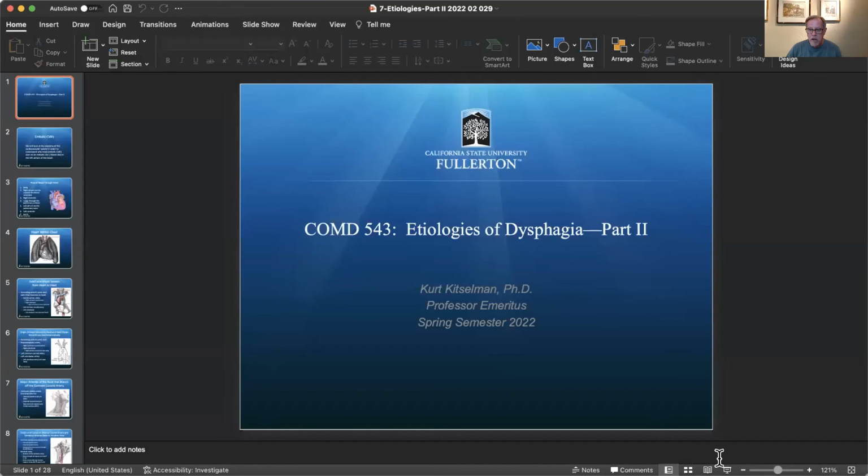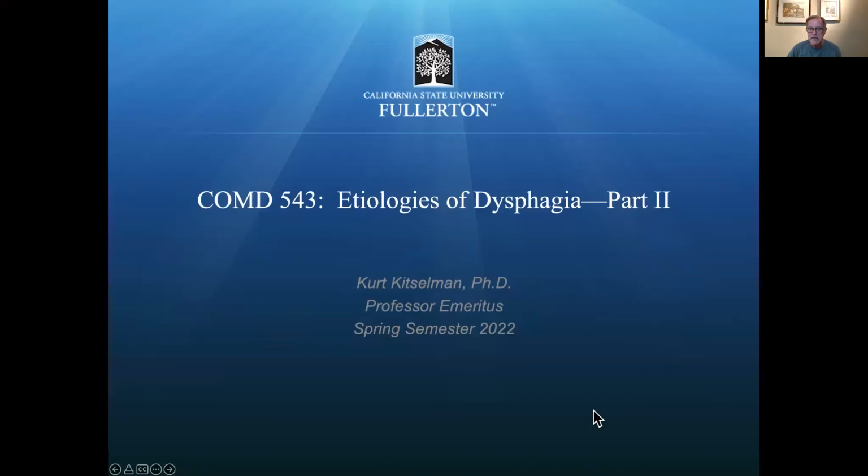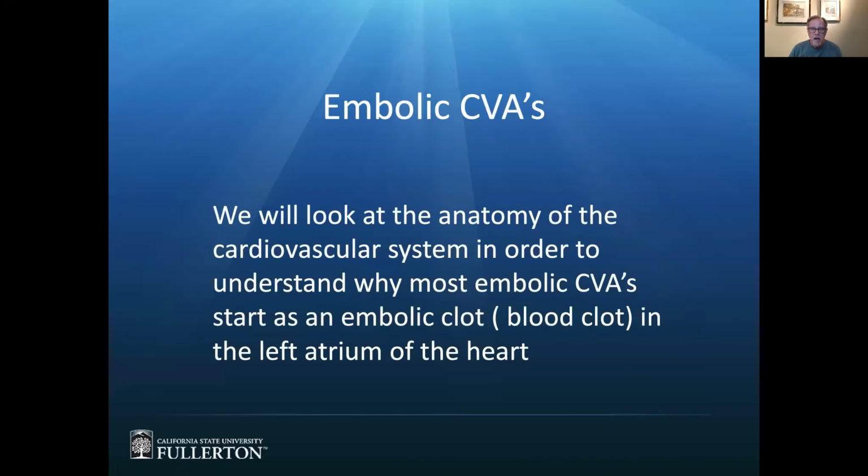So the effect on the brain tissue itself is the same between these two types of stroke, thrombotic, which you've covered, and now embolic. So I'm going to show my slides. And here we are, Etiologies of Dysphagia Part 2. And we're going to look at embolic CVAs.